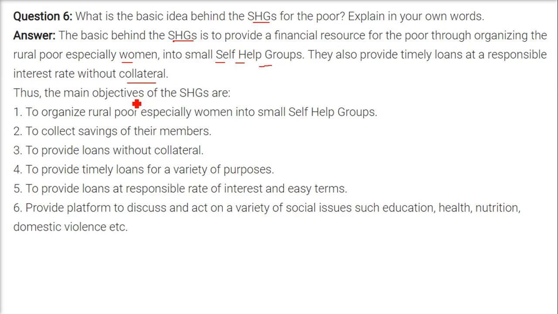What are the main objectives? Let us summarize them of SHG. First is to organize rural poor, especially women, into SHGs, small self-help groups, and to collect savings of their members, and to provide loans without any collateral or any asset, to provide timely loans for a variety of purposes, and to provide loans at a responsible rate of interest and easy terms, that is the less rate of interest, and the terms also are quite easy. Also, the objective is to provide a platform to discuss and act on a variety of social issues like education, health, nutrition, domestic violence, etc.